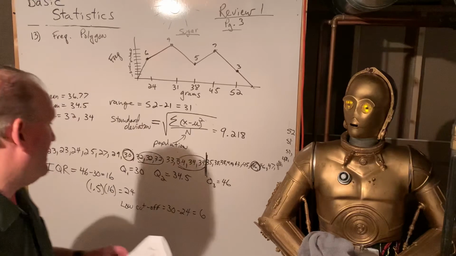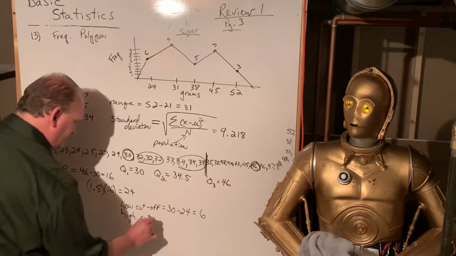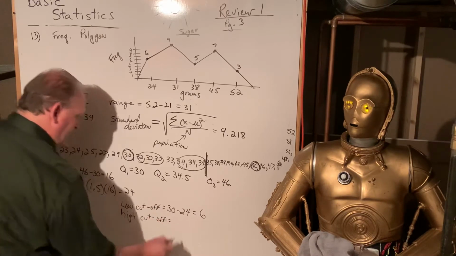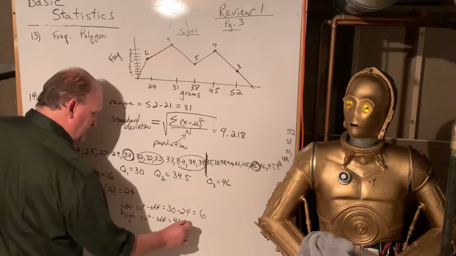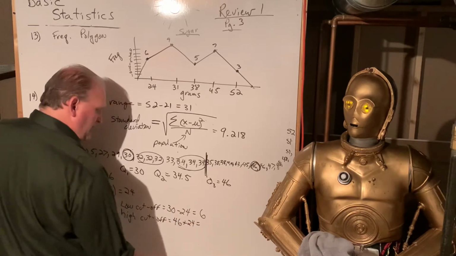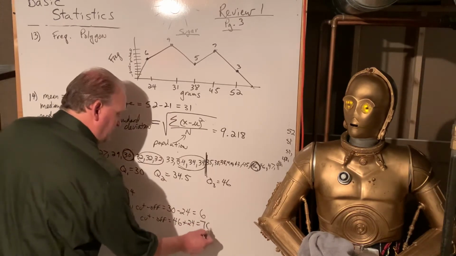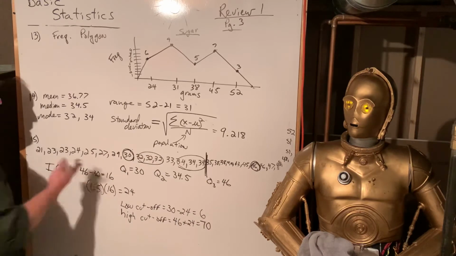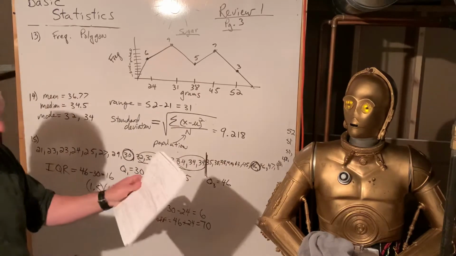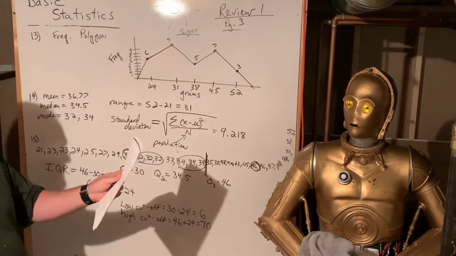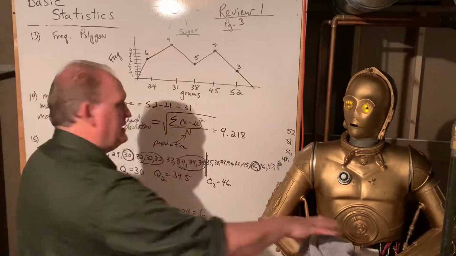And on the top end, the high cutoff would be the upper quartile, 46, plus the 24, the 1.5 times the IQR. So that would be 70. And so there are no outliers. There are no mathematical outliers in this set because 21 is the lowest and 52 is the highest. All right. Then number 16, they want you to make a box plot. Let me erase number 13. I'll put that up here.